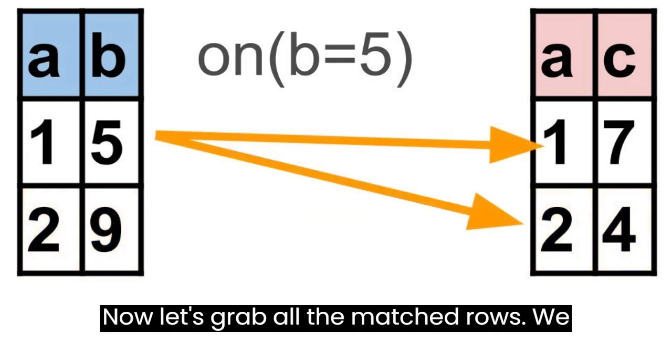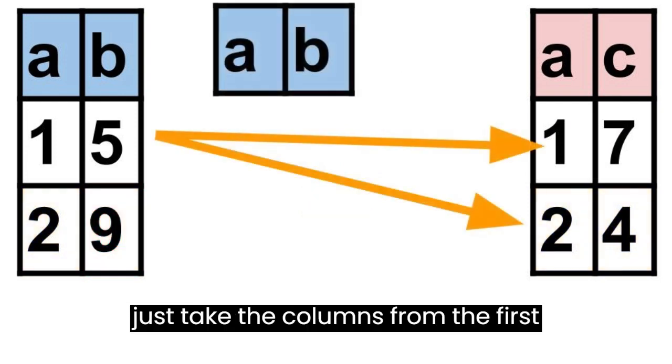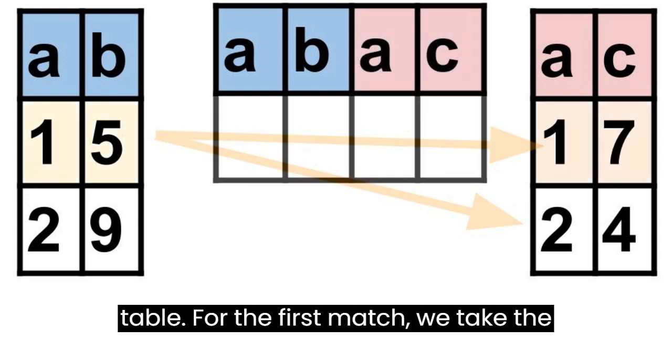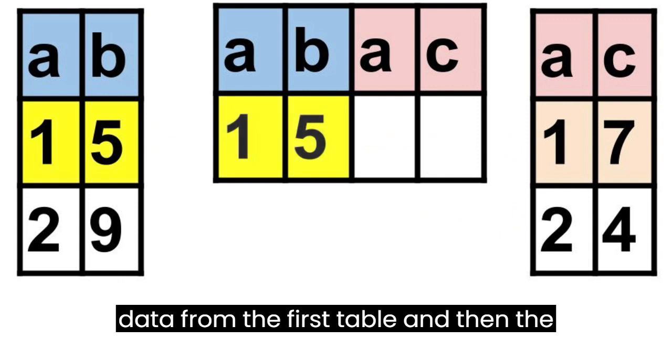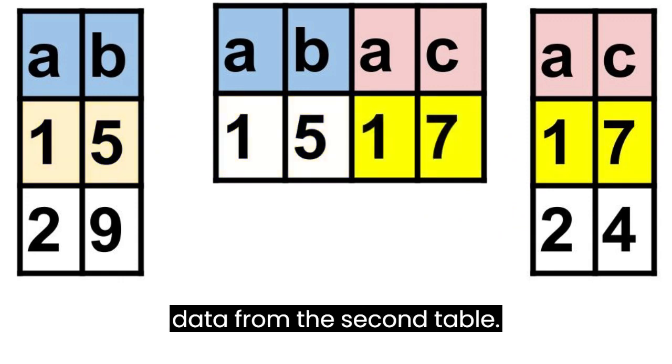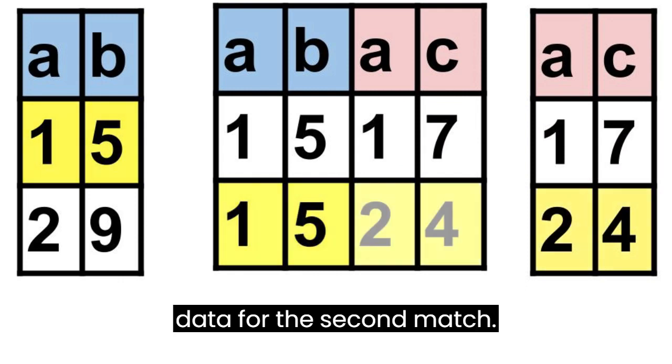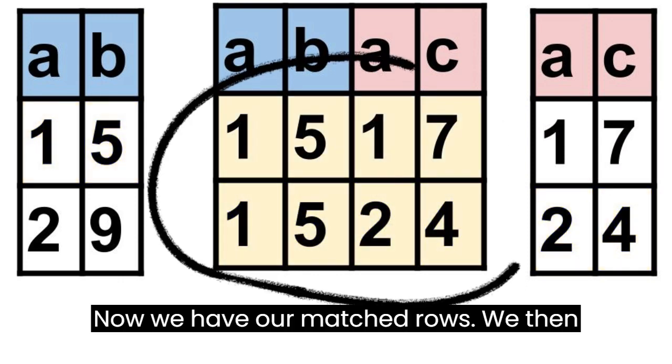Now let's grab all the matched rows. We just take the columns from the first table and the columns from the second table. For the first match, we take the data from the first table and then the data from the second table. Then, we follow that up with adding the data for the second match. Now we have our matched rows.